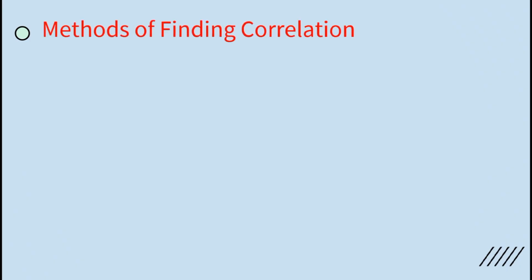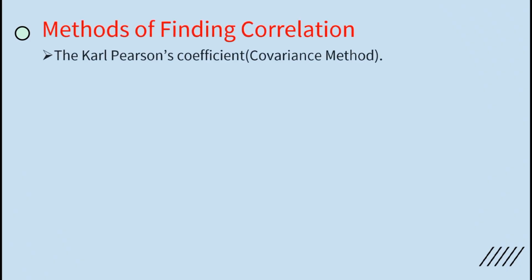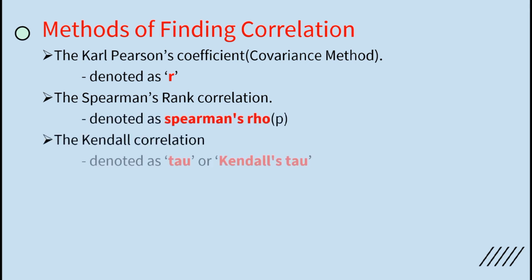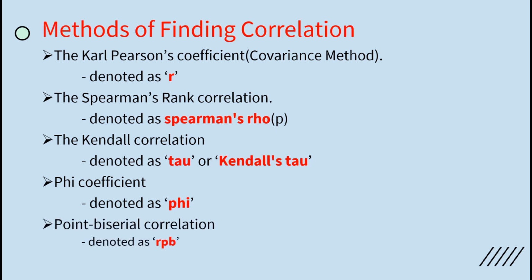There are different methods of finding correlation. These are Karl Pearson coefficient or the covariance method, denoted as R. We have the Spearman's rank correlation, denoted as Spearman's rho. We have the Kendall correlation, denoted as tau or Kendall's tau. We have the phi coefficient, denoted as phi. We have point biserial correlation, denoted as RBP. We also have others like Cramer's V correlation, but today we'll be focusing on Karl Pearson coefficient of correlation.